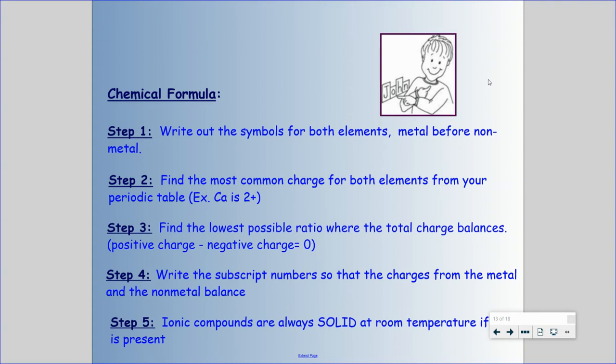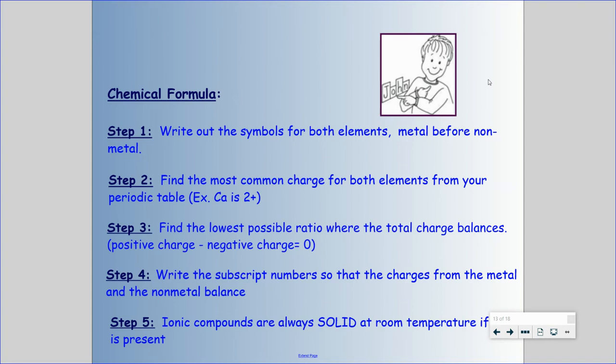We're then going to find the lowest possible ratio where the total charges balance. Now that might not make sense, but essentially what it means is when you have a compound like magnesium fluoride, as a compound, it can't have a charge. It needs to be at zero. The two ions have to balance each other out so that overall the entire compound is zero. So the positive charges on the metal and the negative charges on the non-metal have to end up equaling zero.